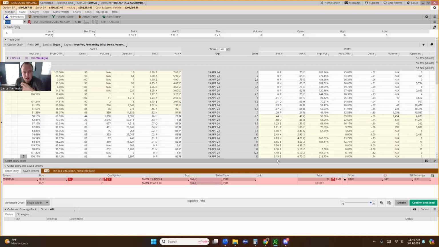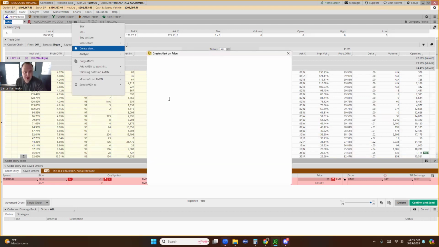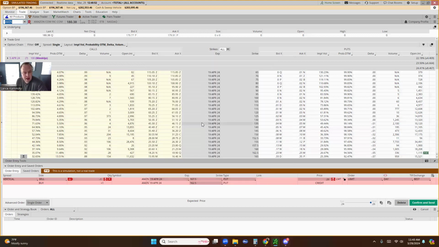How's the alert working? All right, so to place an alert on Thinkorswim, just right click on the price, create alert, and then you're going to go at or below the price I say. So at or below 170 for Amazon. Click create. You can set it up where you get a text message, you get a ding on your brokerage. And then if it goes below 170, I'm going to see that, and then I'll take action on it.